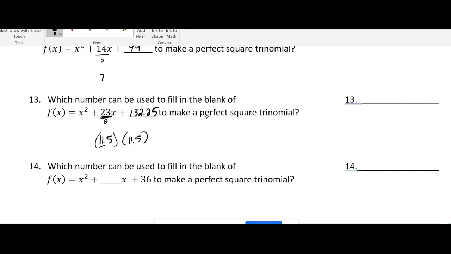Good. Cut that in half. You would have had 11 and a half and 11 and a half in the two boxes. Those get multiplied by each other. Should get us 132.25. All right, good.